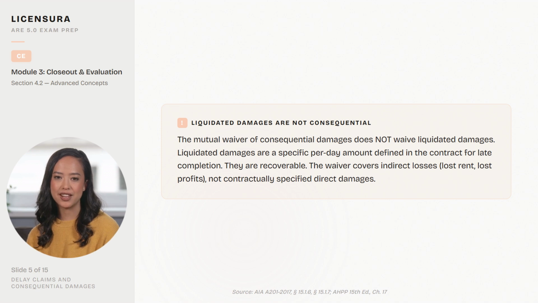Liquidated damages are not consequential. The mutual waiver of consequential damages does not waive liquidated damages. Liquidated damages are a specific per-day amount defined in the contract for late completion. They are recoverable. The waiver covers indirect losses, lost rent, lost profits, not contractually specified direct damages.